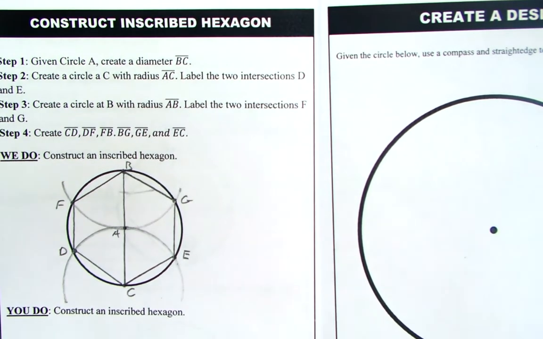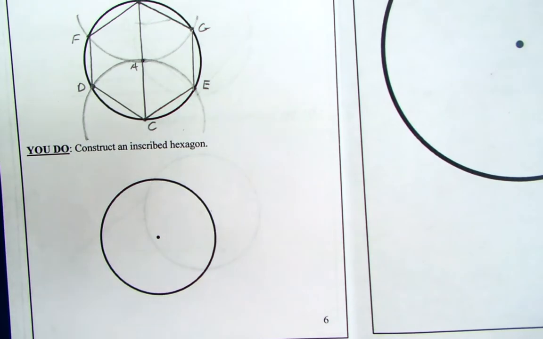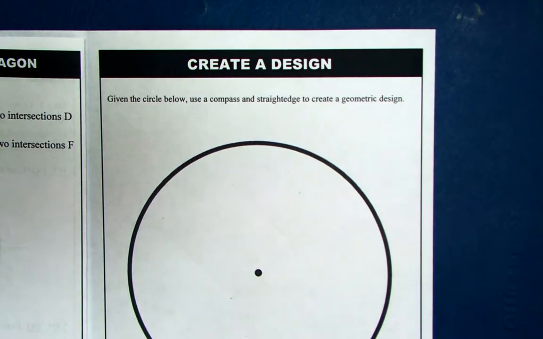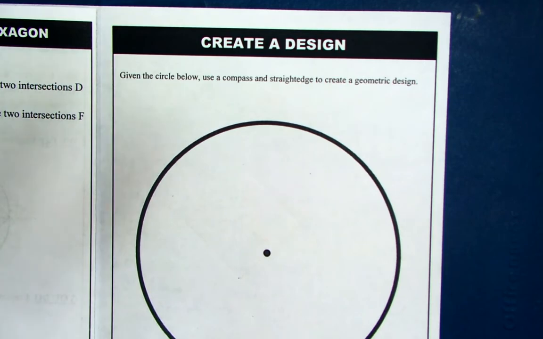All right, that's it. So now we're kind of learning a little bit more interesting things, shapes, and we can apply and make more designs. And so I want you to construct a hexagon here. And then this circle on the right, all I want you to do is just try your hand at creating a design within that circle.